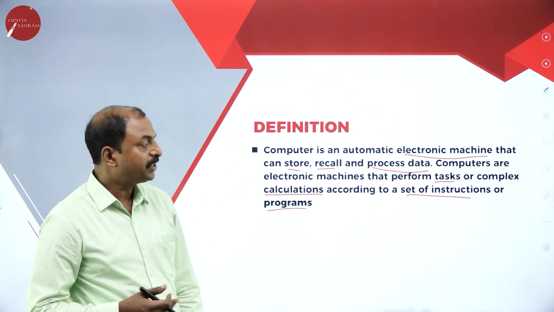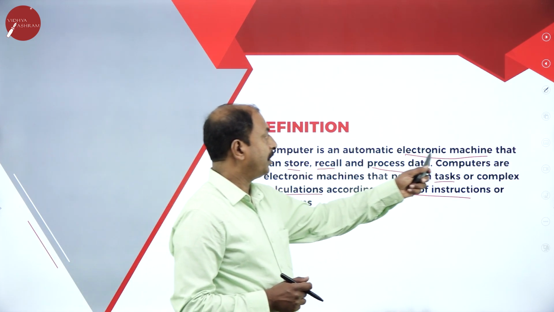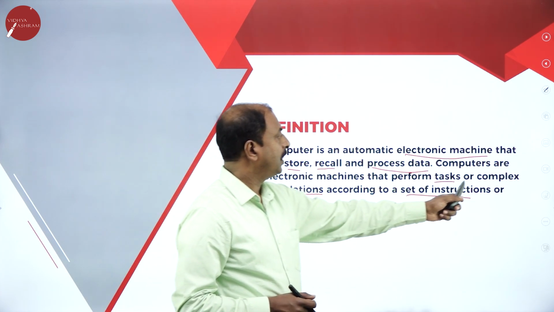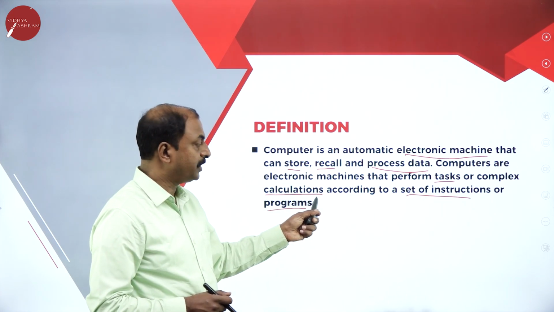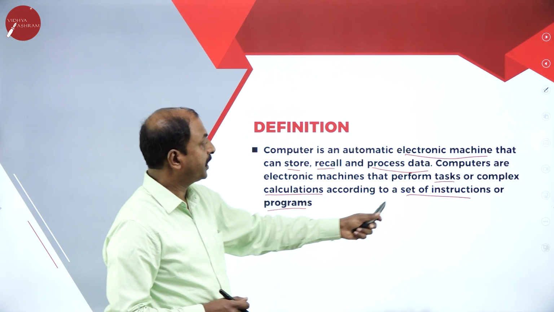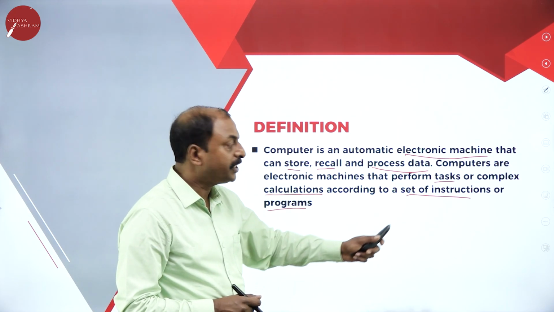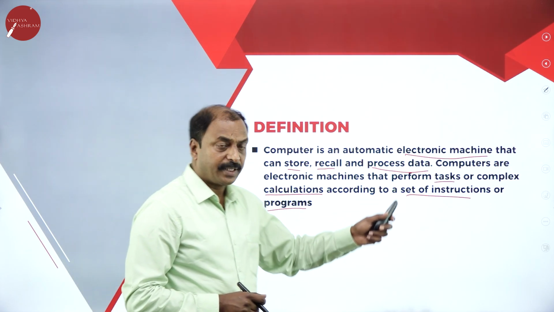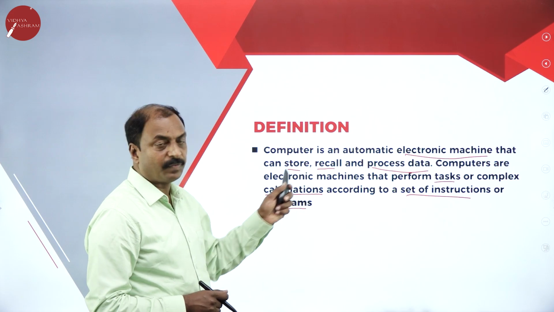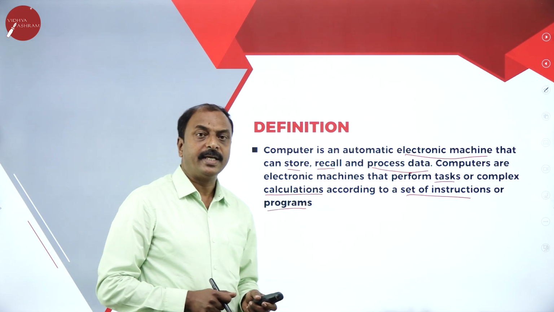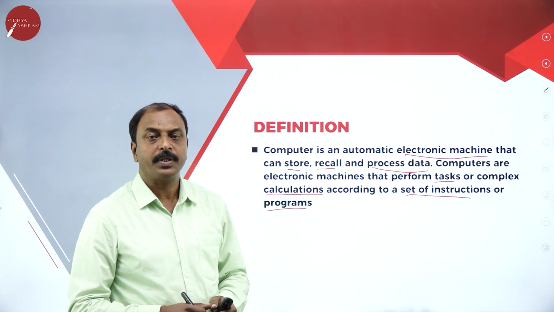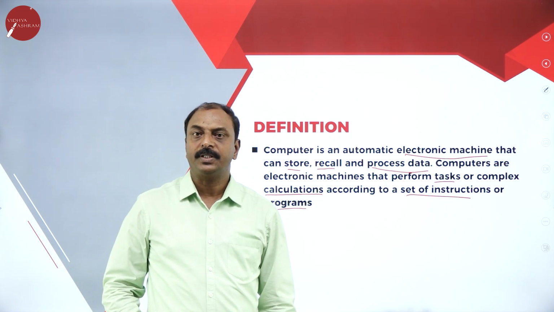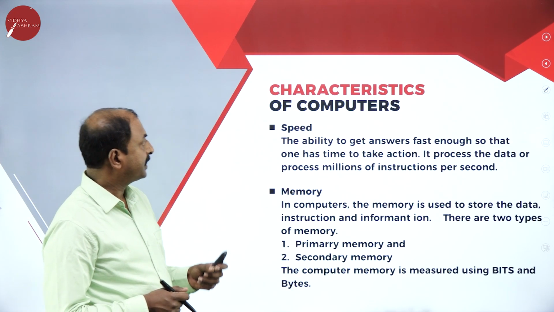Nowadays we are using computer system. It is an electronic machine that performs some tasks, maybe complex calculations, based on the instructions given to it. These instructions are called programs. Along with that, it also stores data and information, and recall means we can access the data which are stored in the computer system. So, this is the basic definition of computer system. Now, let us move on to the next slide.